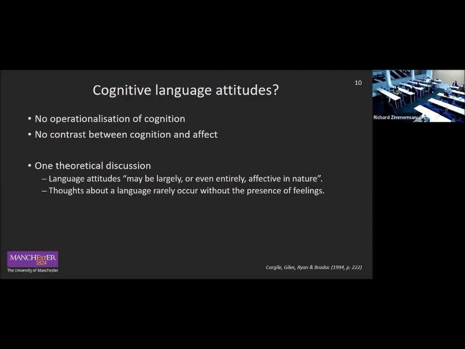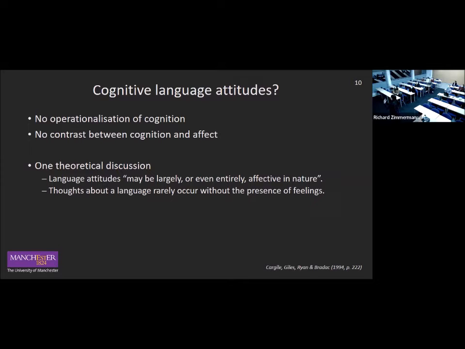So they said, as an example, they talked about somebody that doesn't know a language. And if they don't know a language, they don't have any thoughts, factual thoughts about that language. They don't have any knowledge about that language. However, they said, they will have an emotional response to it. This is what they theorized, and they said also that thoughts about a language rarely occur without the presence of feelings. So they gave, theoretically, they didn't experiment on that, but they gave a kind of affective primacy when it comes to language attitudes, not cognitive primacy, so that affect plays a more important role.